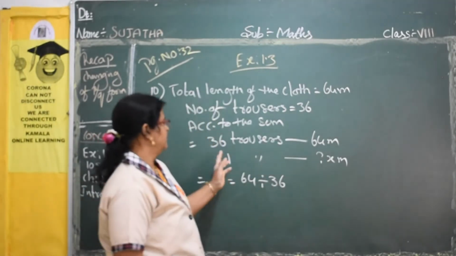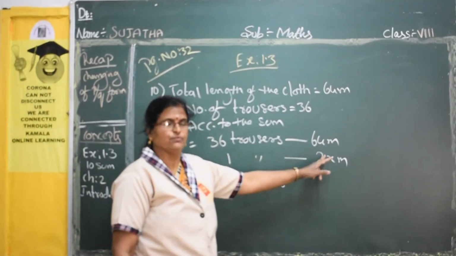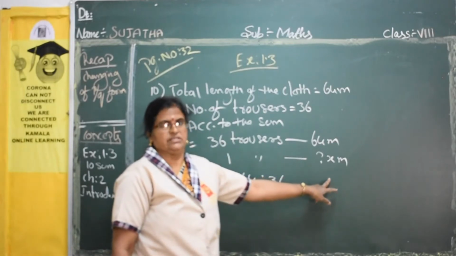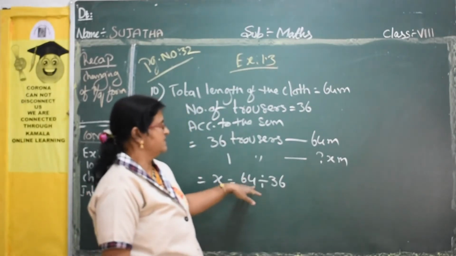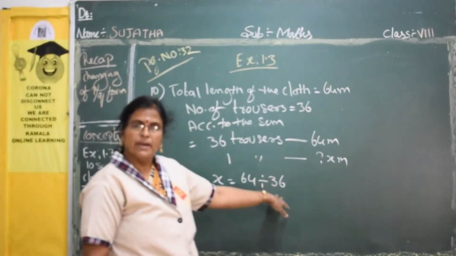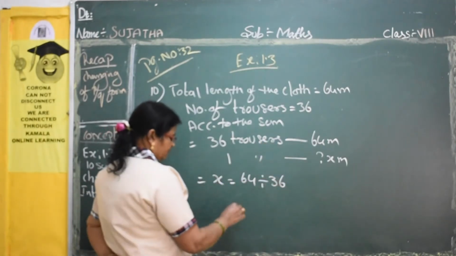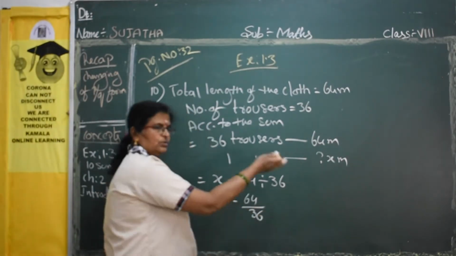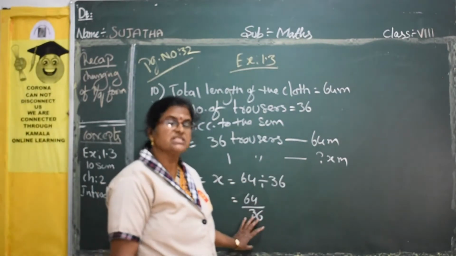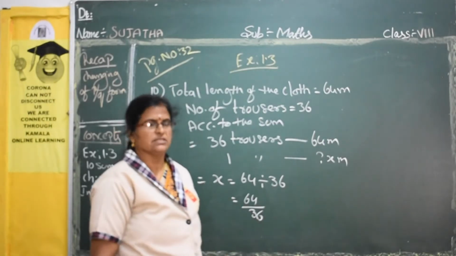If you do the cross multiplication, 1 into 64, 64, and 36 into x, 36x. So x we have to find. It implies x is equal to 64 by 36. Now, 64 by 36: you can do the division method or you can simplify the fraction. Then you will get the answer.